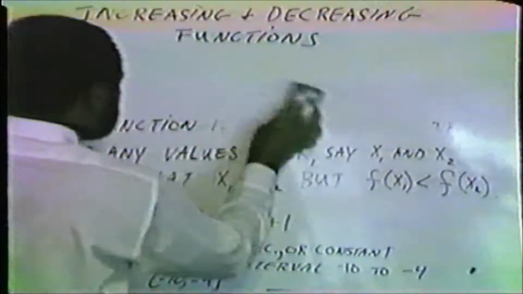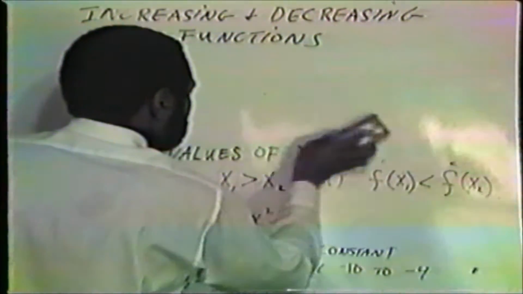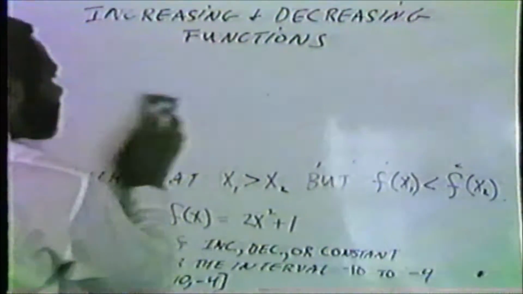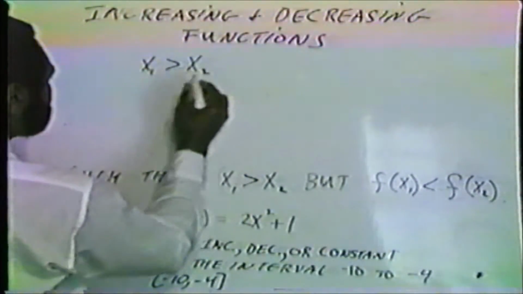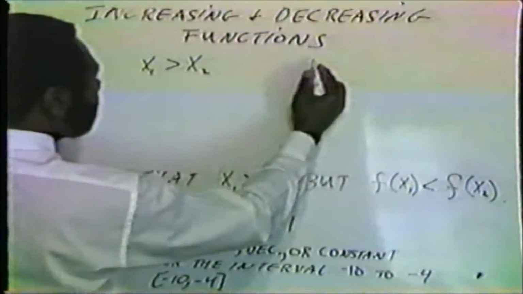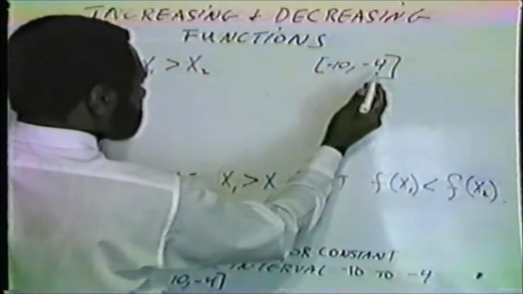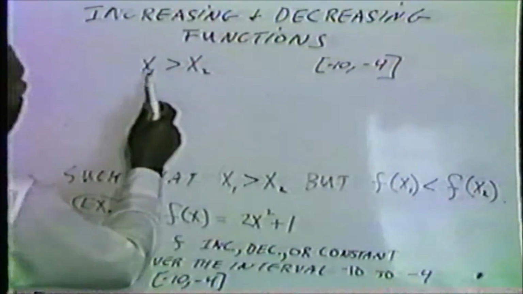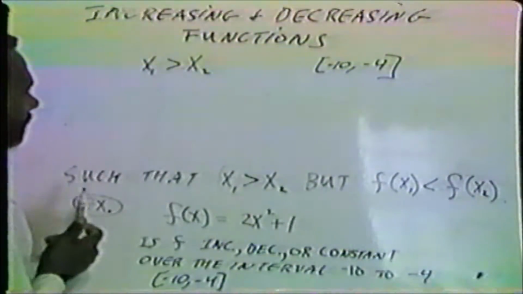So first of all, we have to set up the relationship between our two values of x of 1 and x of 2. Now we said that when we start out, x of 1 would be greater than x of 2. The interval we're talking about is negative 10 to negative 4. Now x of 1 has to be the greater value of the two numbers.